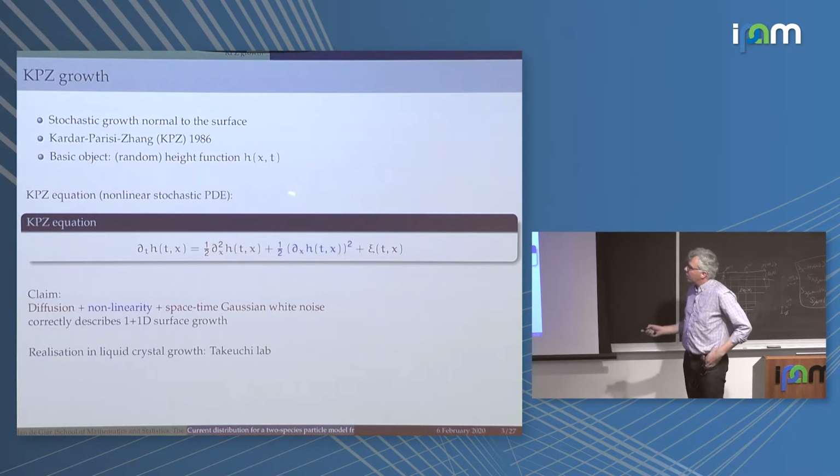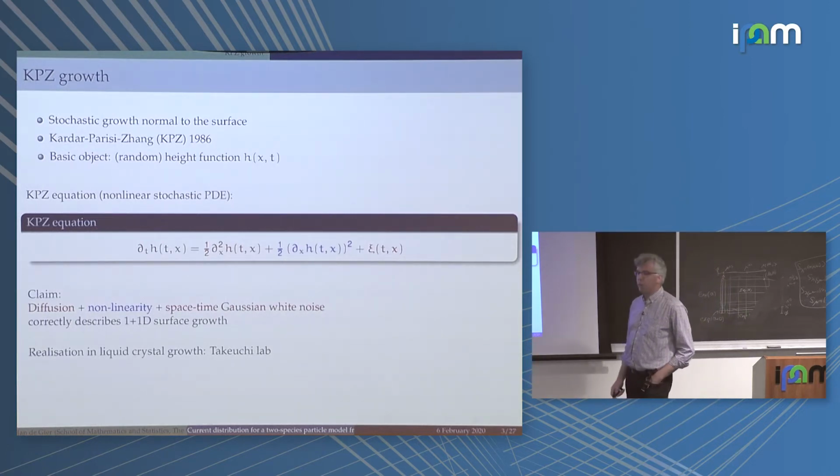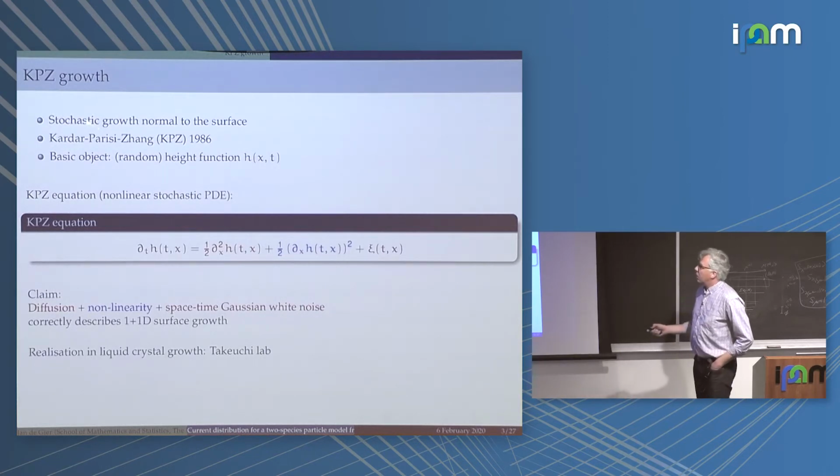So this was done in the 80s by these people, Kardar, Parisi, Zhang. They developed something like a minimal model to describe this growth in terms of a PDE. They made the assumption that the growth is random and normal to the surface, and that then leads to this nonlinear stochastic PDE.